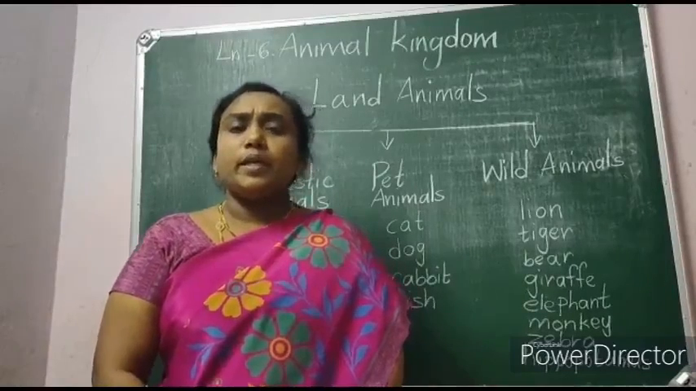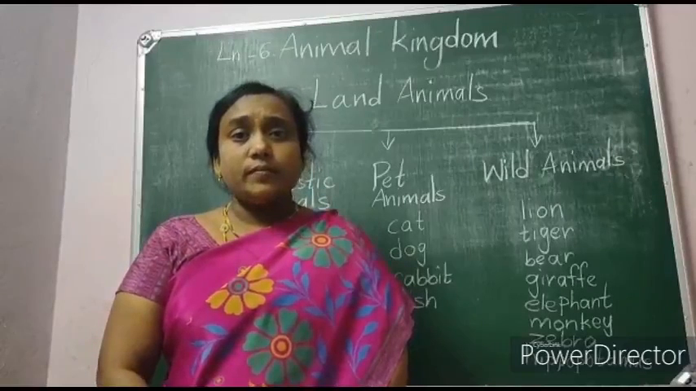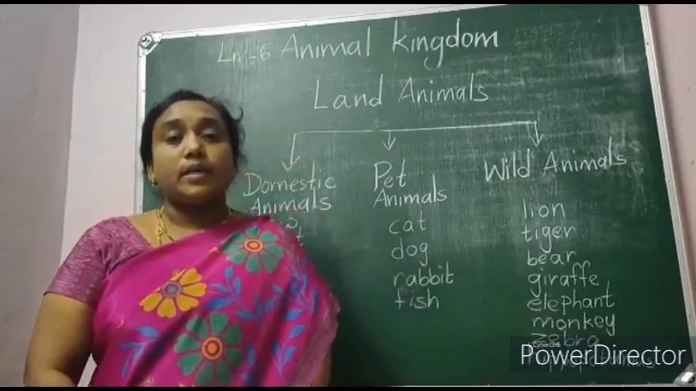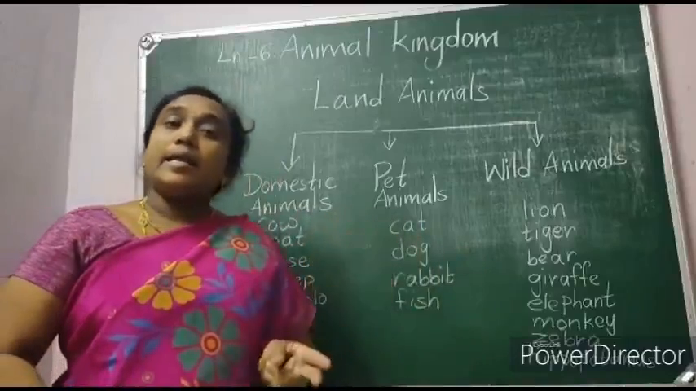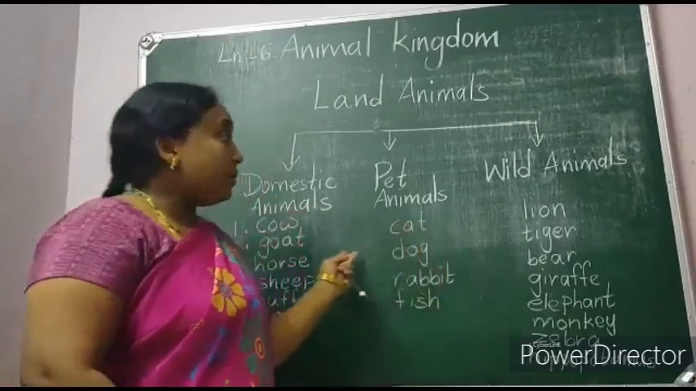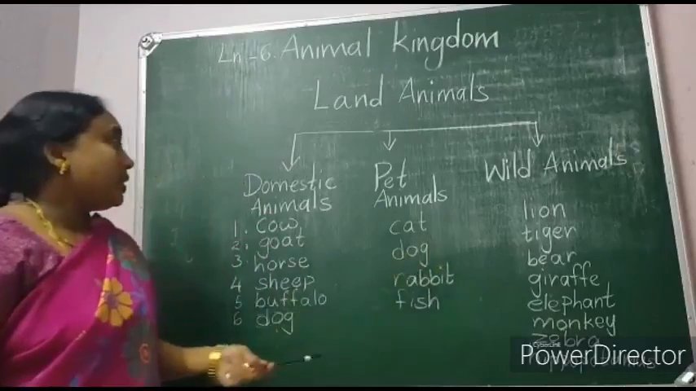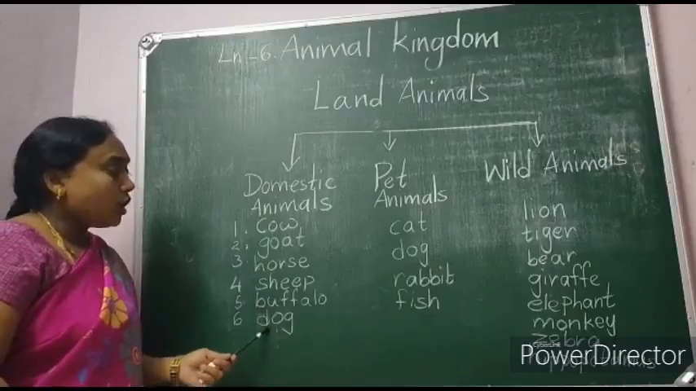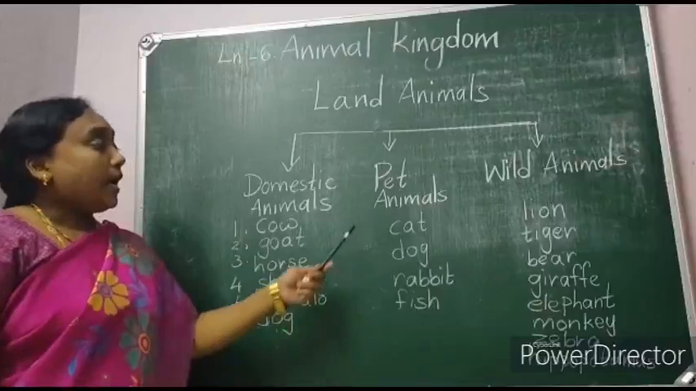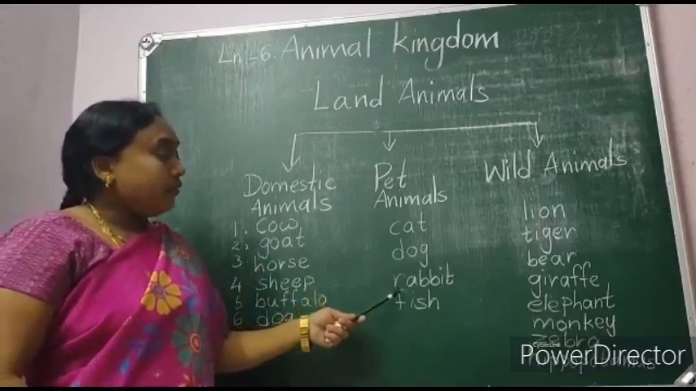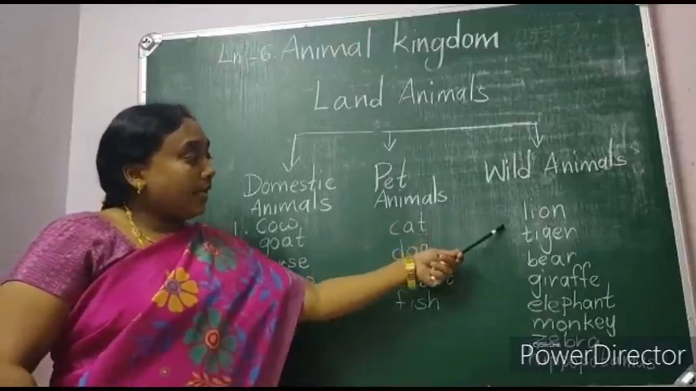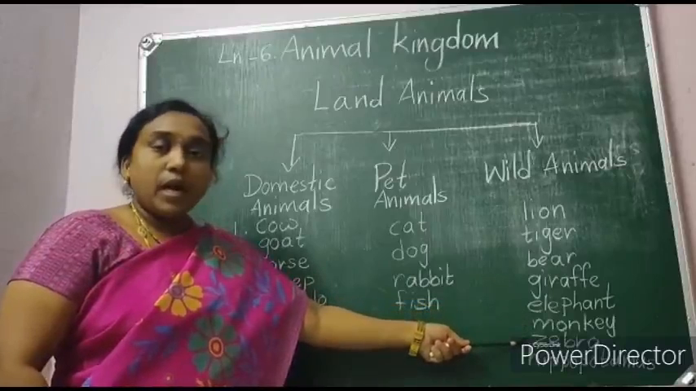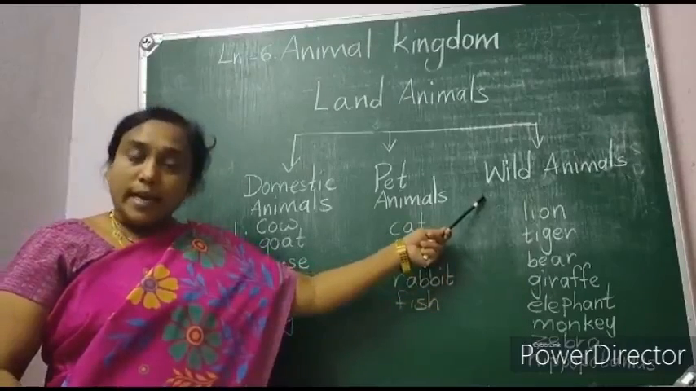Before going to the topic, yesterday what we discussed is lesson 6, Animal Kingdom, kinds of animals. Land animals. Land animals are divided into domestic animals, pet animals, wild animals. Cow, goat, horse, sheep, buffalo, dog are domestic animals. Cat, dog, rabbit, fish are pet animals. Lion, tiger, bear, giraffe, elephant, monkey, zebra, hippopotamus are wild animals.